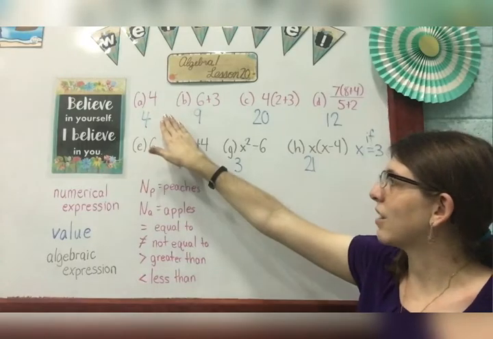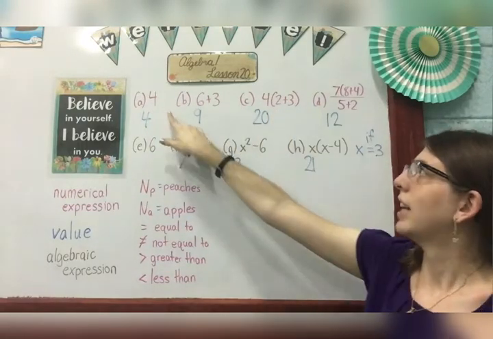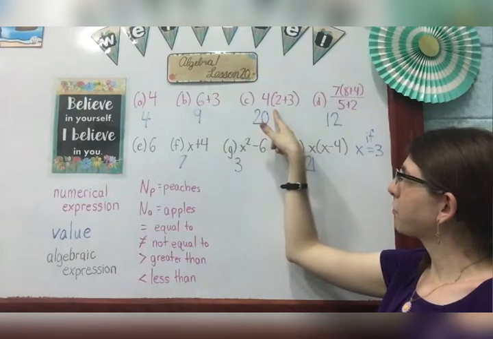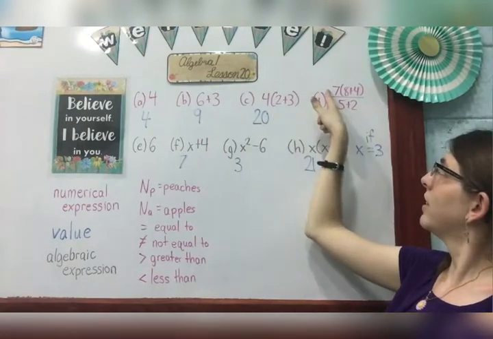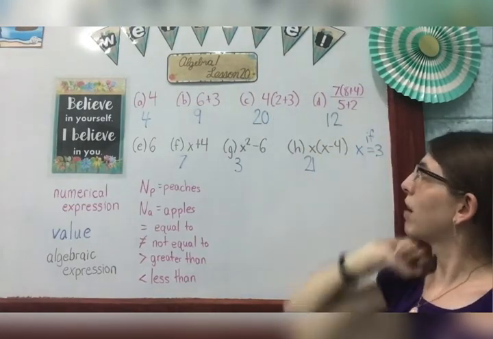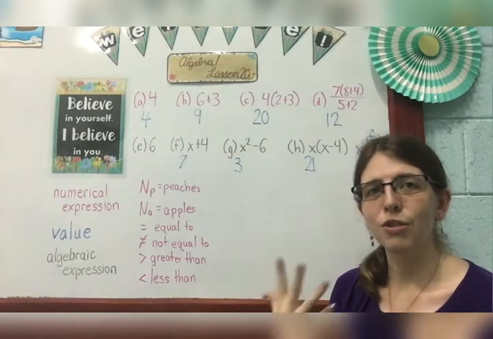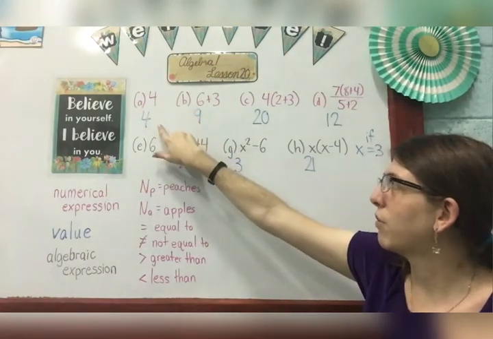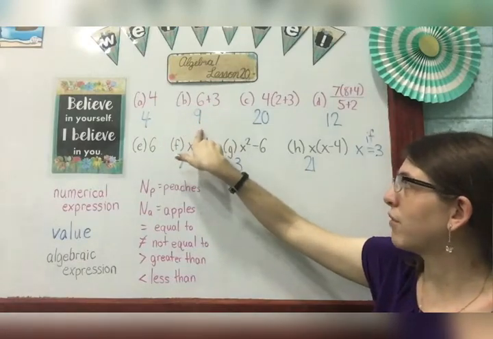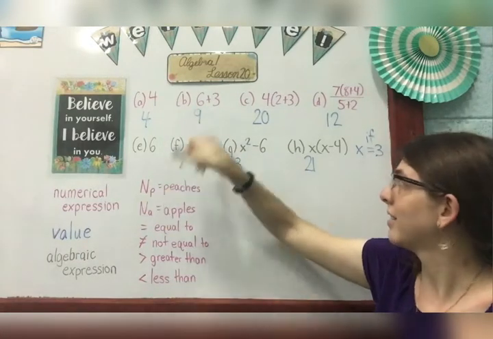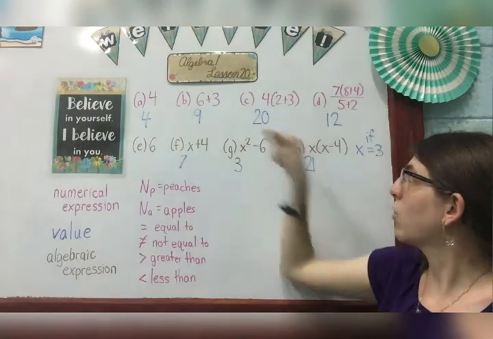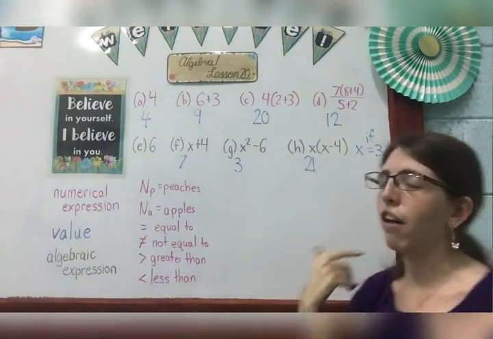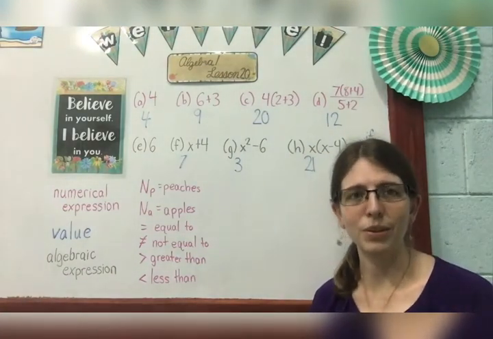So each of these are numerical expressions. 4, 6 plus 3, 4 times 2 plus 3, 7 times 8 plus 4 divided by 5 plus 2. All of those are numerical expressions. These are their values. 4 just has a value of 4. 6 plus 3 just has a value of 9 because that's what 6 plus 3 is. 4 times 2 plus 3 is 20. Letter D is 12. So those are each their values.